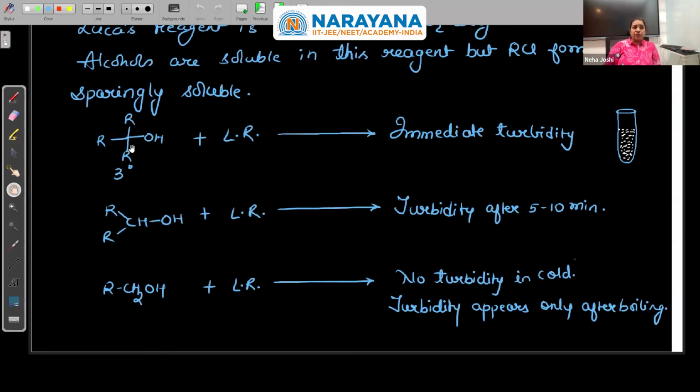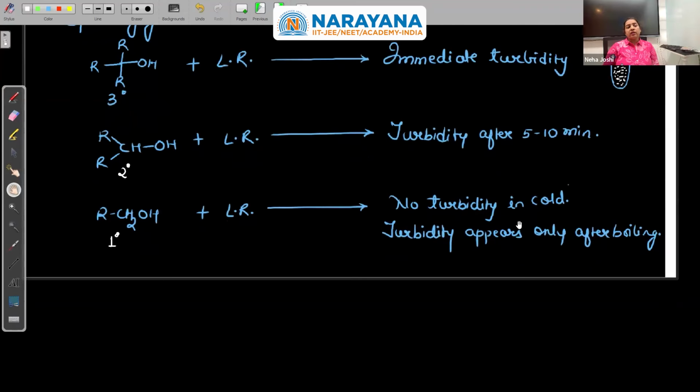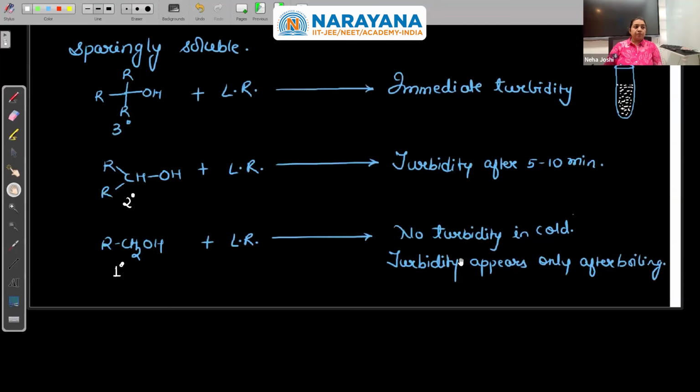So if I have a 3-degree alcohol and Lucas reagent is added, I will have immediate turbidity, very fast. You just add the alcohol, you will get the turbidity. If it is a 2-degree alcohol, as the rate of reaction goes down, some time will be needed. After 5-10 minutes, you can get turbidity. But if you have a 1-degree alcohol, no turbidity in cold, only turbidity appears after boiling.